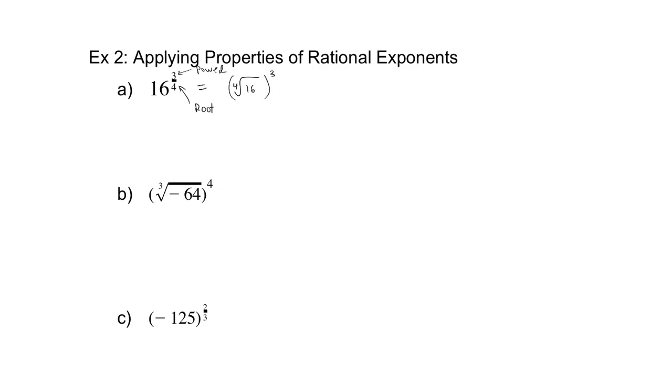Now the 4th root of 16 is asking what number times itself 4 times gives 16. 2 times 2 is 4, times another 2 times 2, that is 16. So 2 to the 4th is 16, and that means the 4th root of 16 is 2. And then we're cubing that. 2 cubed is 8.